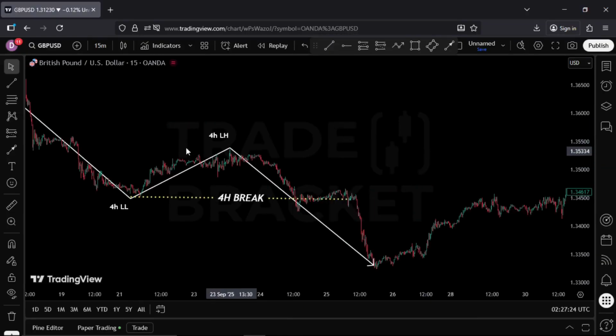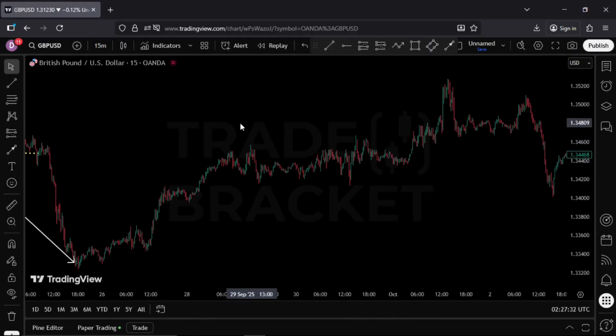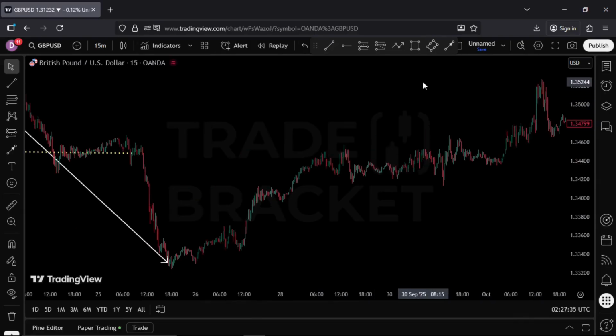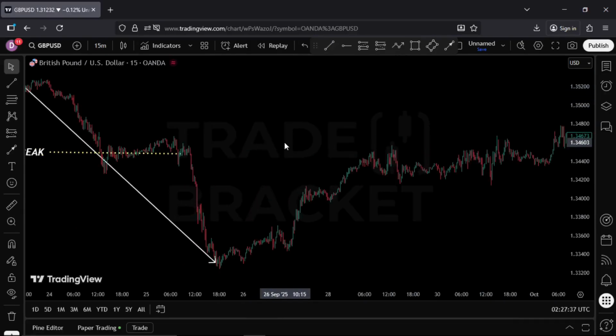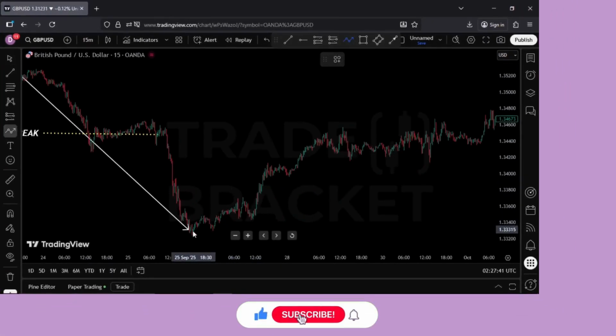As you can see, this was the market structure that we marked on the 4-hour time frame. Now we want to mark the market structure on the 15-minute time frame, which is very, very important, guys. You need to know how to mark your market structure. So I'm going to go ahead and mark it. This pullback right here started from right here. This was the lowest point of the pullback.